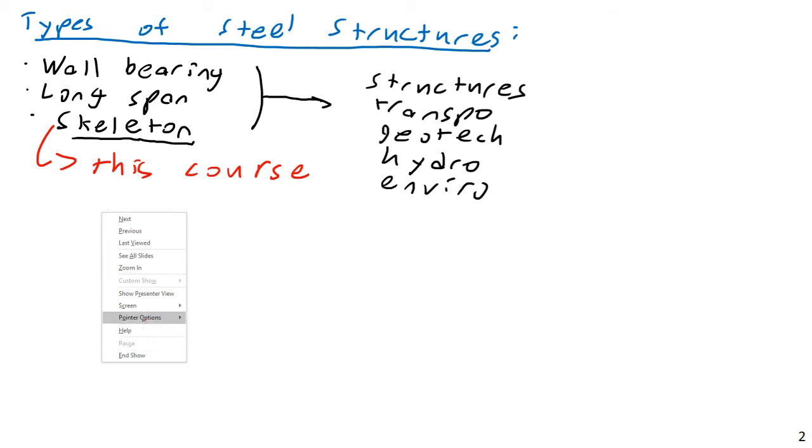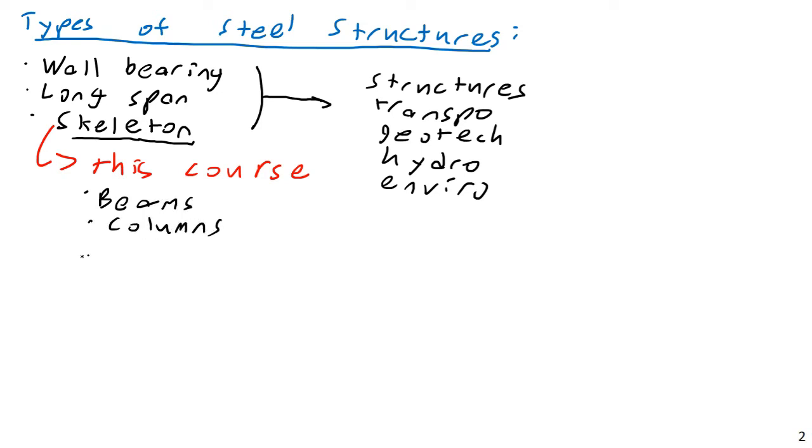And in terms of subjects underneath this, what kind of members are we looking at? Well, we're looking at beams, columns, beam columns, and tension members.